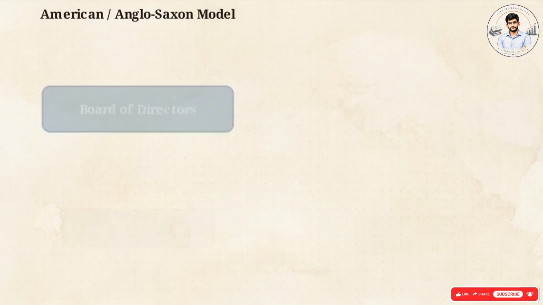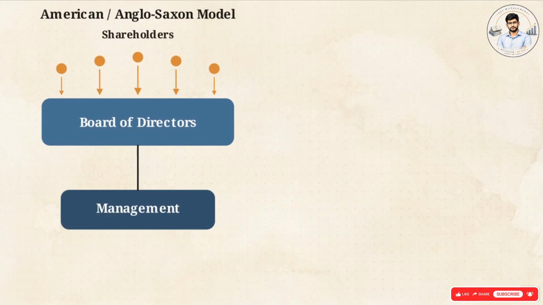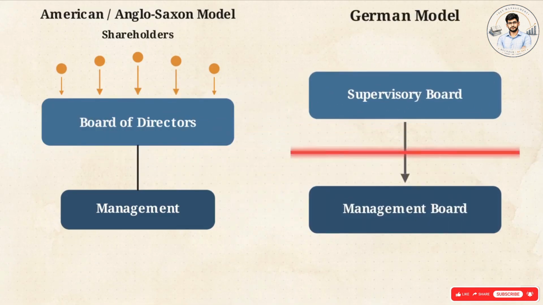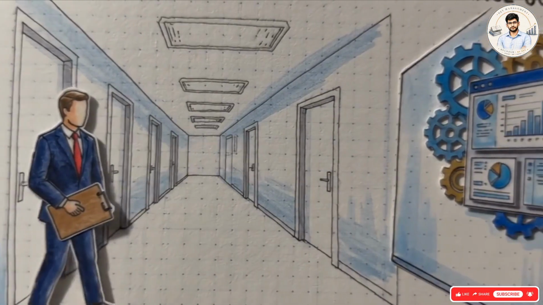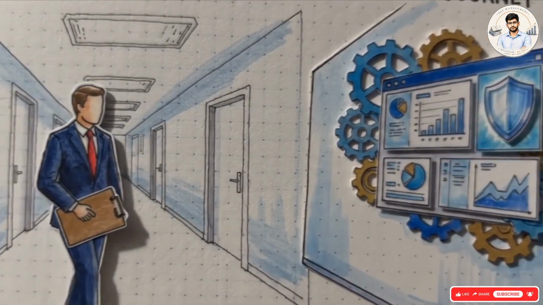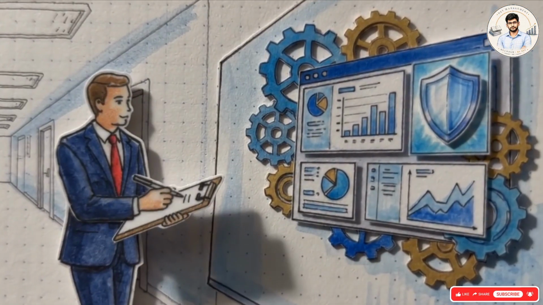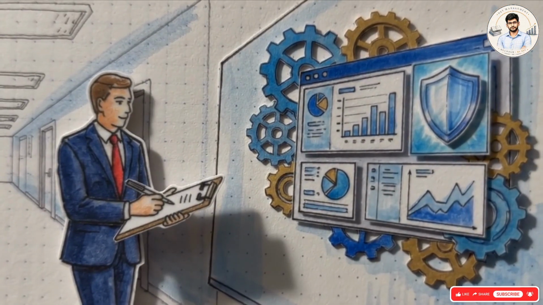The American, or Anglo-Saxon model, relies on a single-tier board driven by individual shareholders. The German model uses a strict two-tier system, separating the management board from a supervisory board for tighter control. Corporate governance serves as the essential internal policing system, aligning an executive's daily decisions with the financial goals of the owners and society's legal expectations.